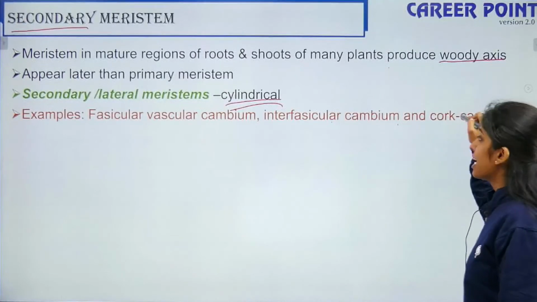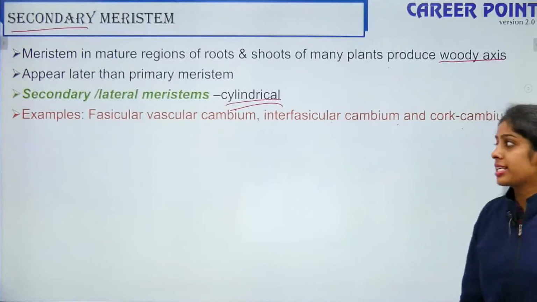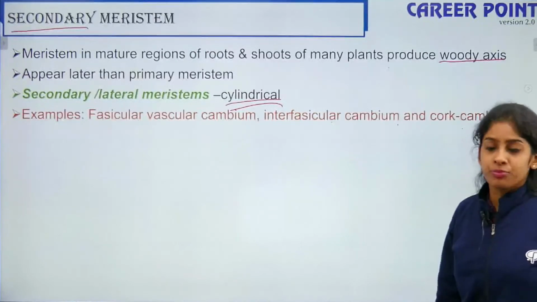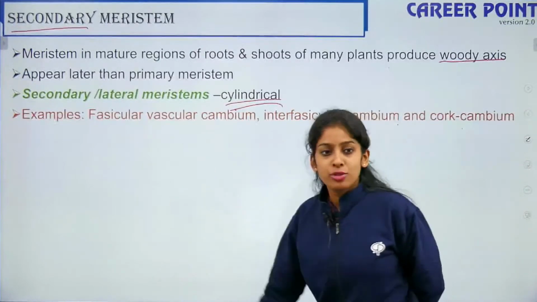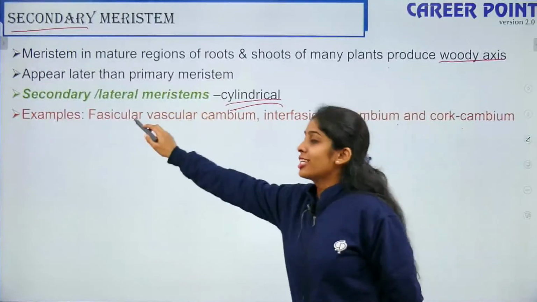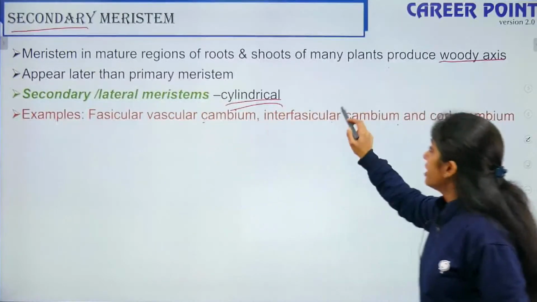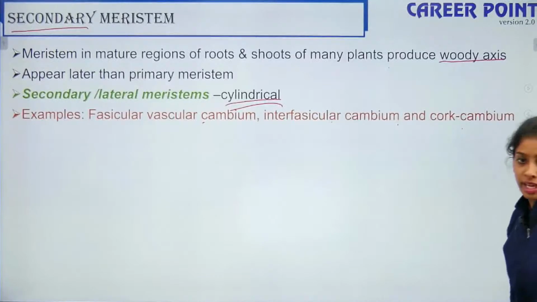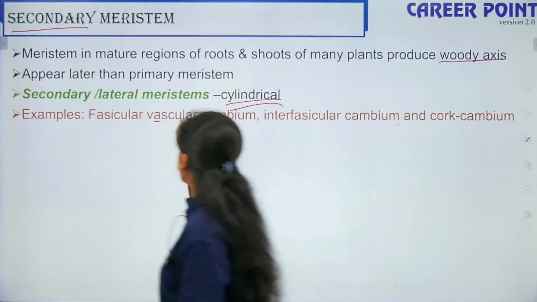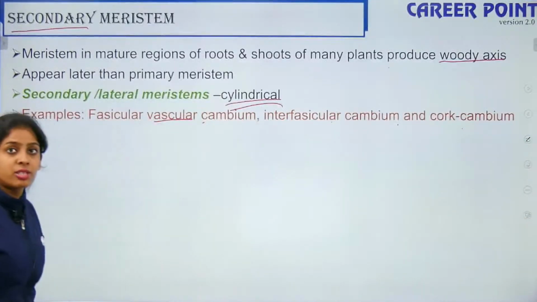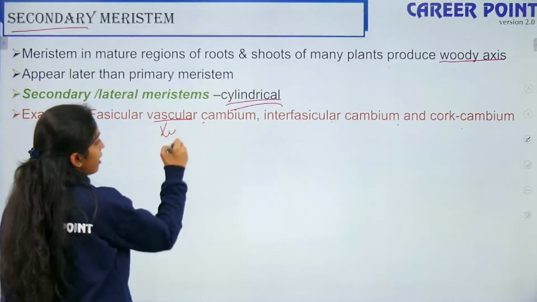Interfascicular cambium and cork cambium. So these are the examples of your secondary meristem. So once again, what are the examples of your secondary meristem? Fascicular vascular cambium, interfascicular cambium and cork cambium. So what is the vascular system of your plants? It is your xylem and phloem.